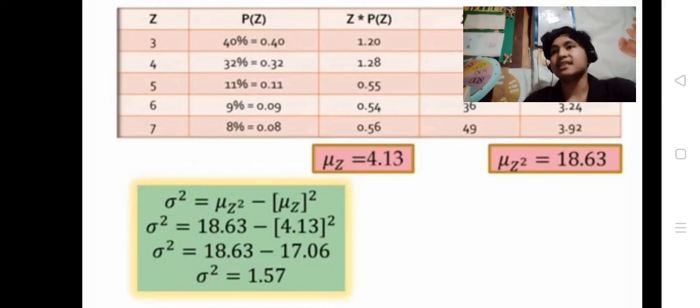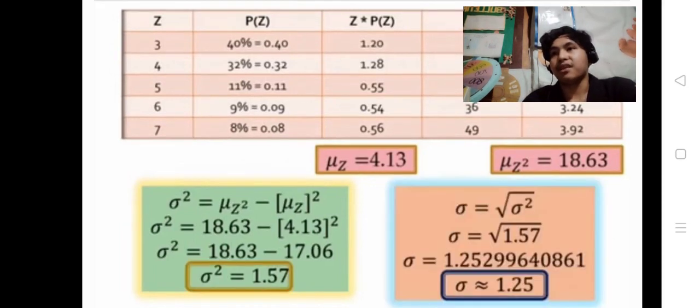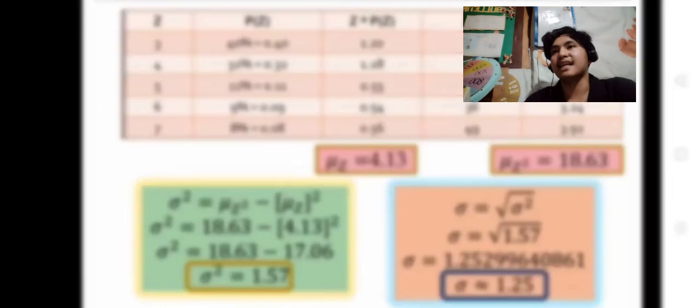That's our variance. And for our standard deviation, we only have to take the square root of the variance, which is sigma is equal to the square root of sigma squared, and by substituting again, we have sigma is equal to the square root of 1.57, and after square rooting, we have sigma is equal to 1.25, and by rounding off to the nearest hundredth, we would have a result of a standard deviation equal to 1.25. And that's all for today, and I hope you learned something, and goodbye.